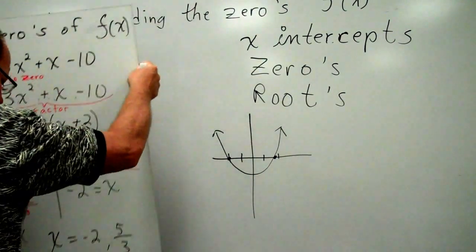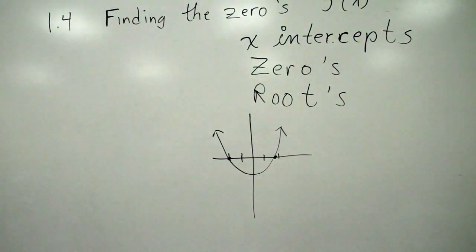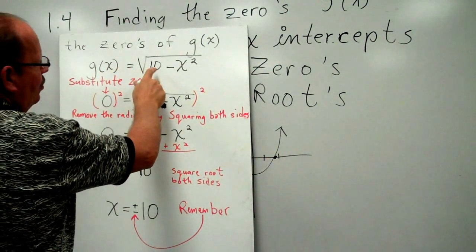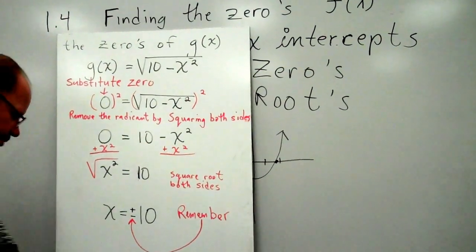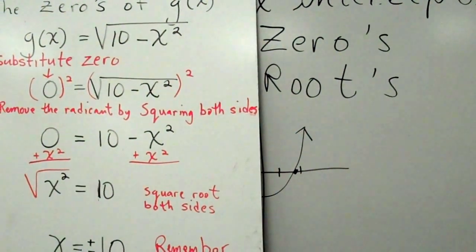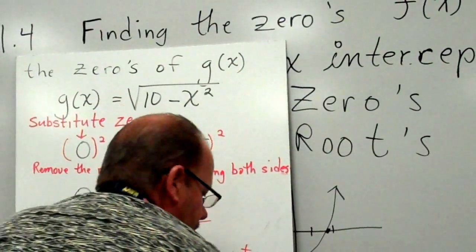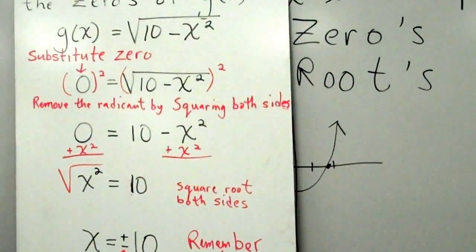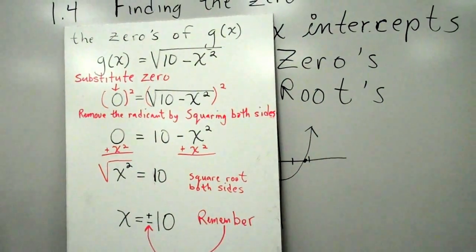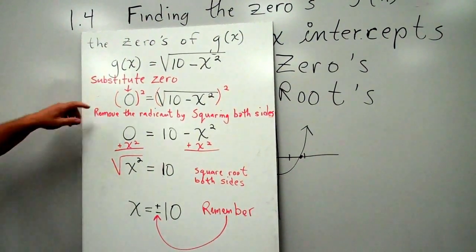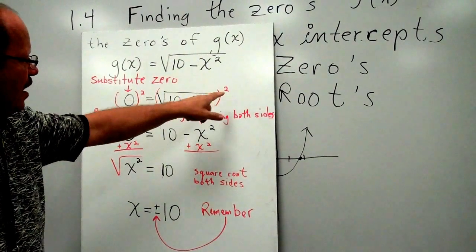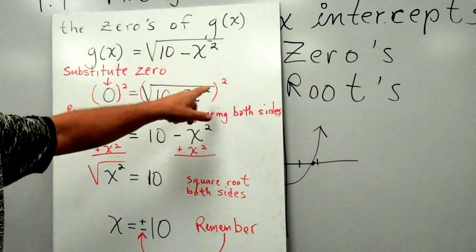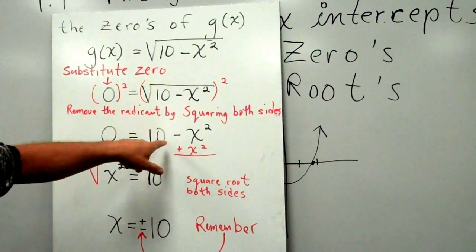Okay, let's look at another example that's not quadratic. Here we have g of x equals the square root of 10 minus x squared. See if you can follow along with the way that I've solved that. To undo the square root, the first thing that we do is we square both sides of that equation. And once we square it, we remove that radicand. And 0 squared is still 0, and the square root of something squared is just that something.